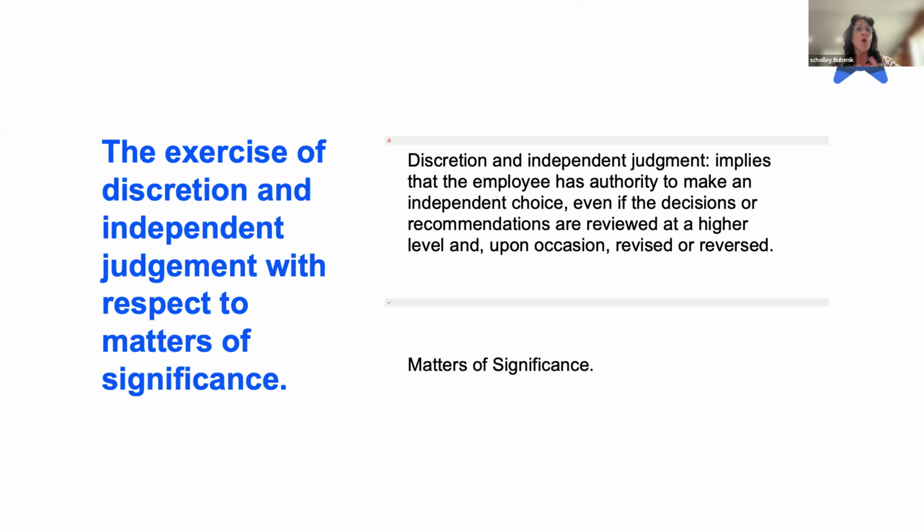Now, people will tell me, oh, this employee has the ability to make decisions. Well, all of us make decisions, right? We're deciding if we're doing accounting, we're deciding what general ledger code we're going to apply it to. That's not a matter of significance. That's a transactional decision. It implies that the employee has the authority to make an independent choice, even if the decisions or recommendations are reviewed at a higher level and upon occasions revised or reversed.